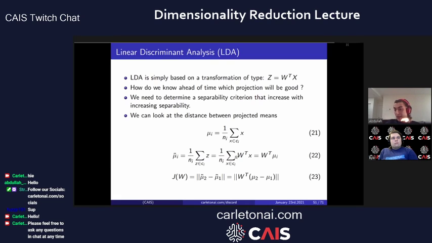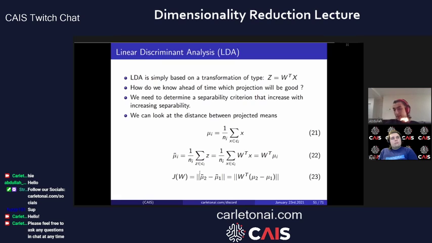But this can also be calculated, right? Either you do it through the definition, or since Z is equal to WX, the projected mean is simply the original mean multiplied by the transformation matrix. We would like to measure the distance between them. If we have two classes only, this is the projected mean of class 2, and this is the projected mean of class 1. We want to measure the distance. The larger the distance, the better the separation between the classes, and it means we have a better projection.